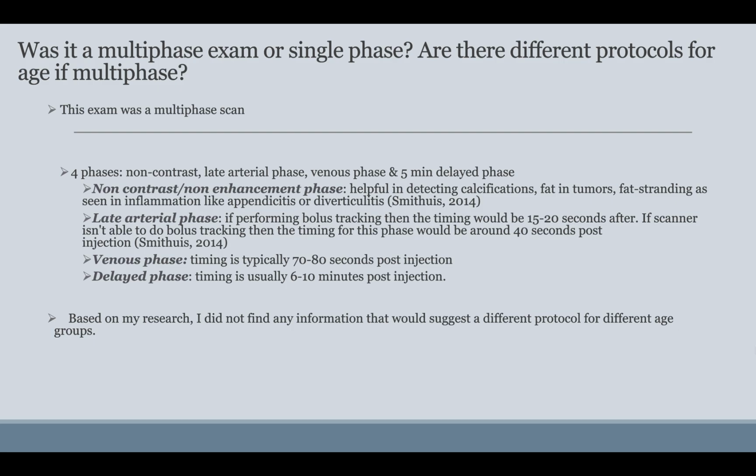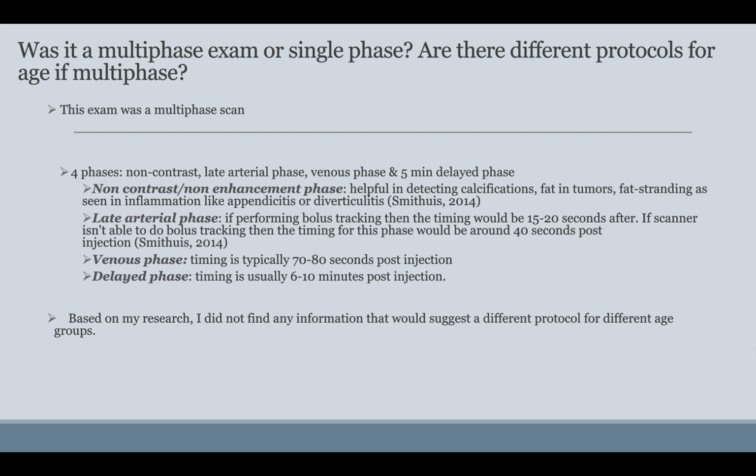In the venous phase, the timing is typically around 70 to 80 seconds post-injection. And in this phase, the liver parenchyma enhances through the blood supply by the portal vein. Some enhancement of the hepatic veins should also be seen.